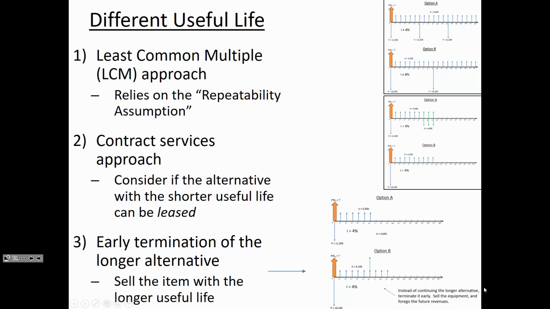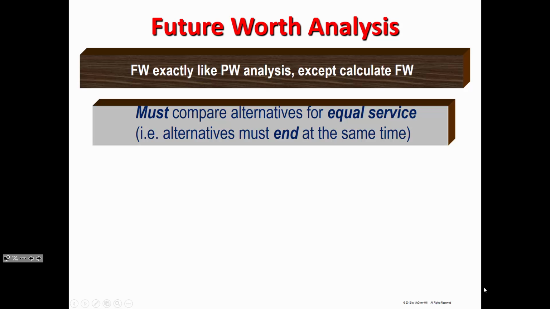So, present worth analysis. Analysis means that we're trying to do decision making. In future worth analysis, again, we're trying to decide which option to choose, but in contrast to present worth analysis, where we were taking everything to year 0 and then comparing the alternatives, in future worth analysis we take everything, meaning all the revenue and all of the costs, to some point in the future. And so the repeatability assumption may apply, and if you have a different useful life, you can still use those same tools to conduct a future worth analysis.